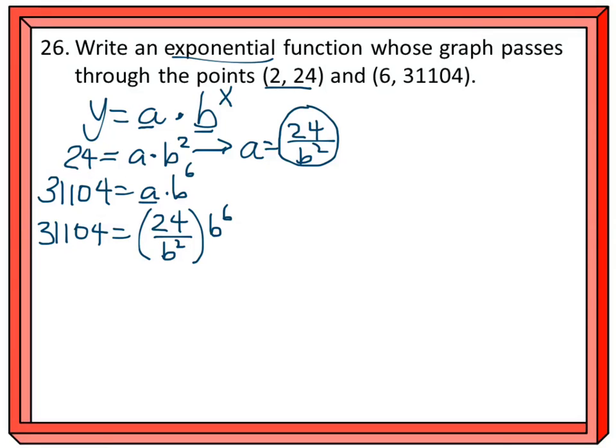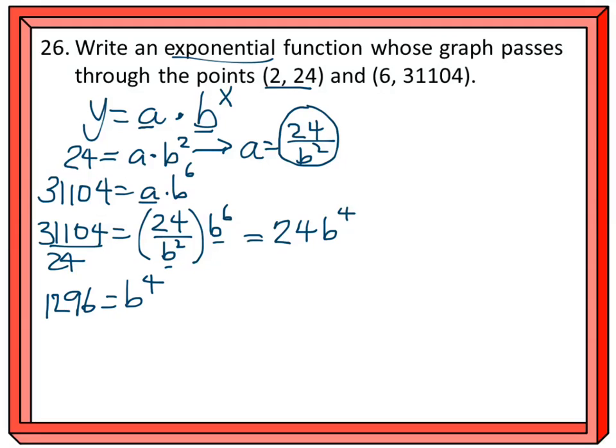These two b's, this b to the 6 and this b to the second power, are like bases, so I can just subtract the exponents because one's on the bottom and one of them is on the top. And so we simplify this equation as 24b to the 6 minus 2, the fourth power. Okay, so far? Now I need to divide both sides by 24, and when I divide by 24, my calculator tells me that this is 1296. 1296 is equal to b to the 4th power.